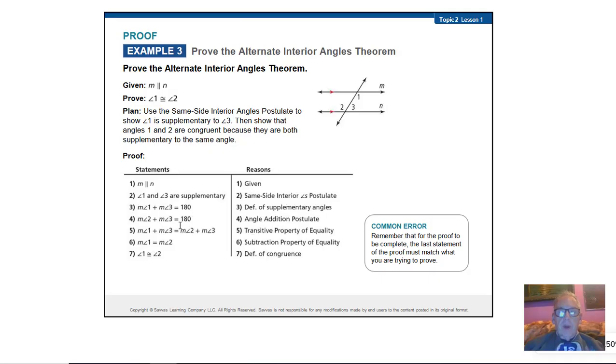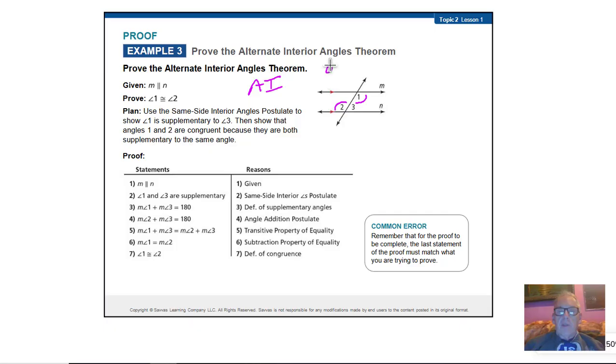And then by the transitive property, we can set these two equal to each other. And then when we subtract off the measure of angle 3 using the subtraction property, we end up with the measure of angle 1 equal to the measure of angle 2, which means that since their measures are equal, the angles are congruent to each other. So this gives us that if we have parallel lines cut by a transversal, then alternate interior angles are congruent.